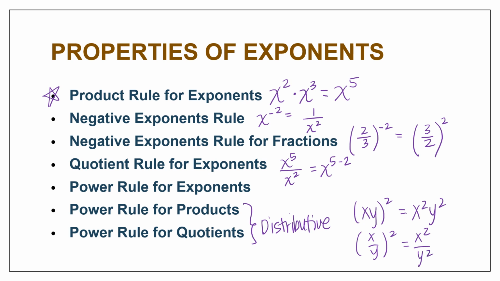And then lastly, that was the 5th rule there, the power rule for exponents. So I'm looking right here, the power rule for exponents. That's where you have a power to a power. So if you have something like, let's say 2 to the 5th raised to the 4th, if you have a power to a power, you multiply them, so that becomes 2 to the 20th. 5 times 4 is 20.